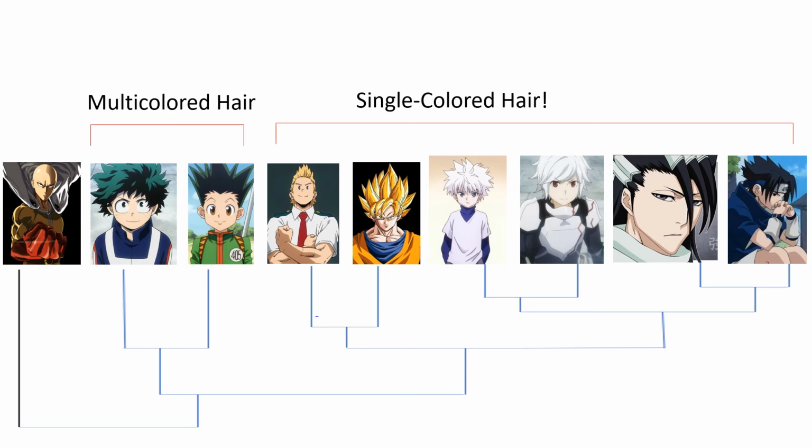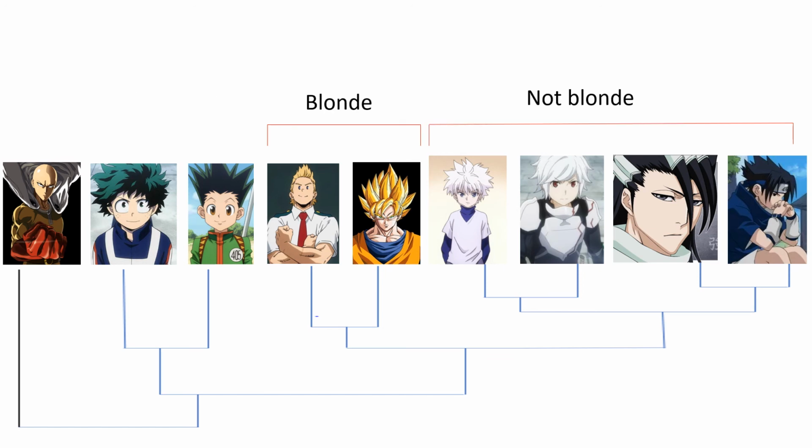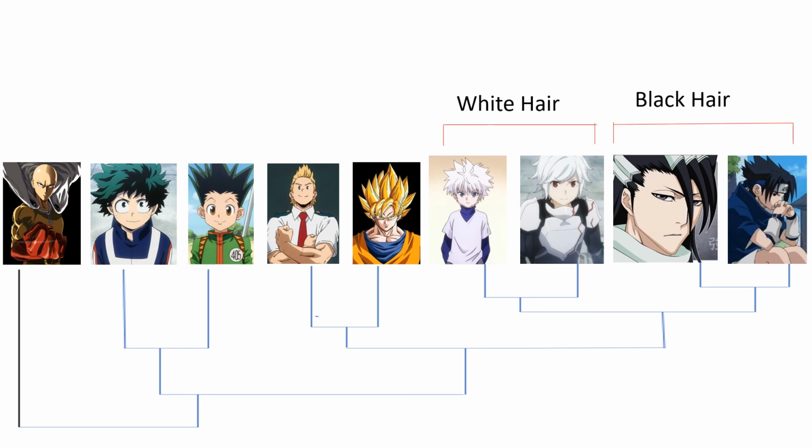From the OTUs that evolved from a common ancestor with hair, the next divergence split into having multicolored hair versus single-colored hair. From single-colored hair, the next divergence split into having blonde hair or not having blonde hair. From the OTUs that did not have blonde hair, they diverged into two groups, one that had white hair and one that had black hair.